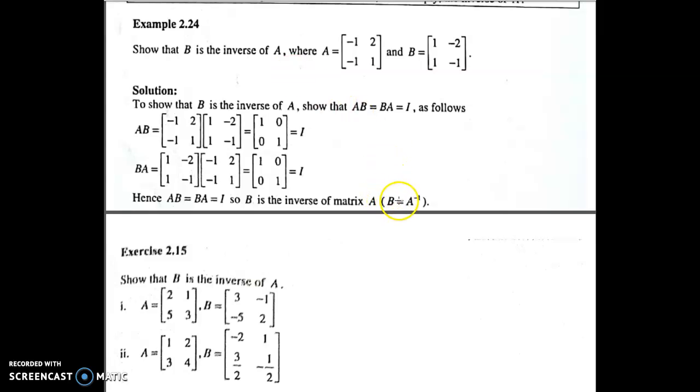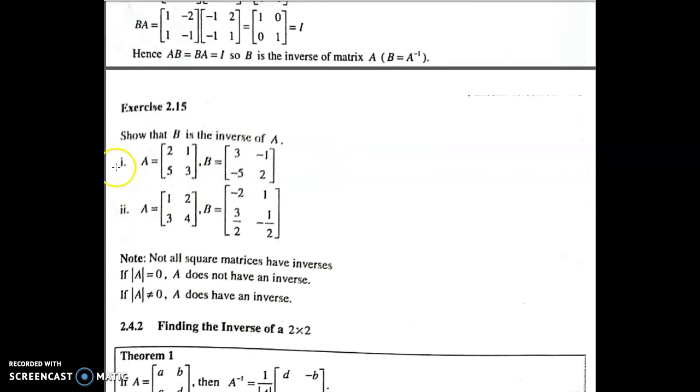In other words, B here is A inverse. The matrix B here is actually the A inverse. That is how to prove it. You can try to do this exercise. Try to prove whether B is the inverse of A or not.